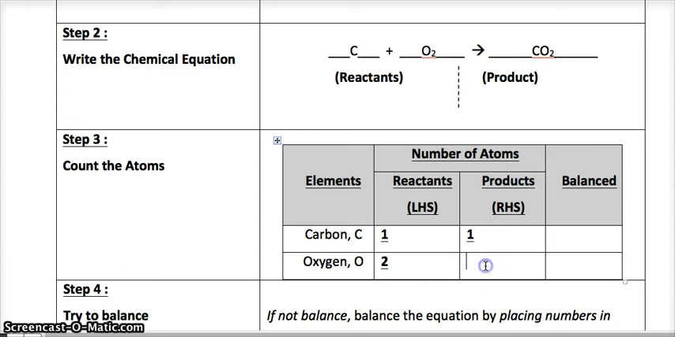You have 2. Alright, you realize that the number of carbon atoms on the left hand side is the same as the number of carbon atoms on the right hand side, so it's balanced, and the same goes for oxygen. So this equation on its own is already balanced, right?